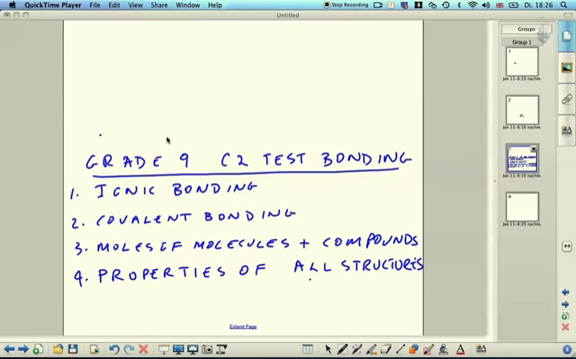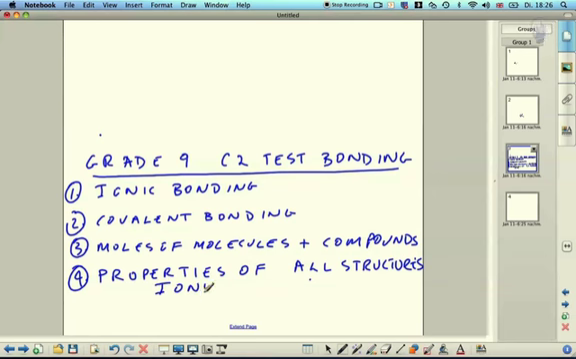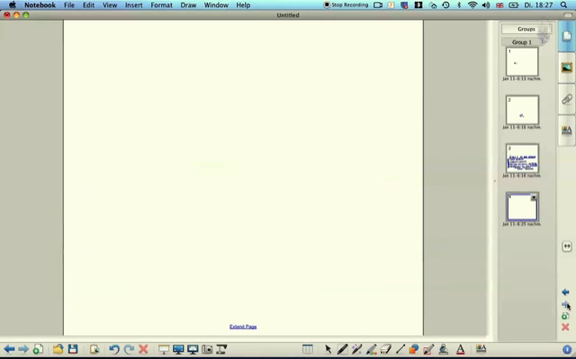And when you're looking at this grade 9 test, I think there are possibly 4 main areas for you to study: ionic bonding, covalent bonding, models of molecules and compounds, and the properties of all structures, that is, the properties of ionic, covalent structures. That would also mean looking at whether things are giant covalent or giant ionic, or simple covalent or molecular. Okay? So the first thing we're going to look at is ionic bonding.